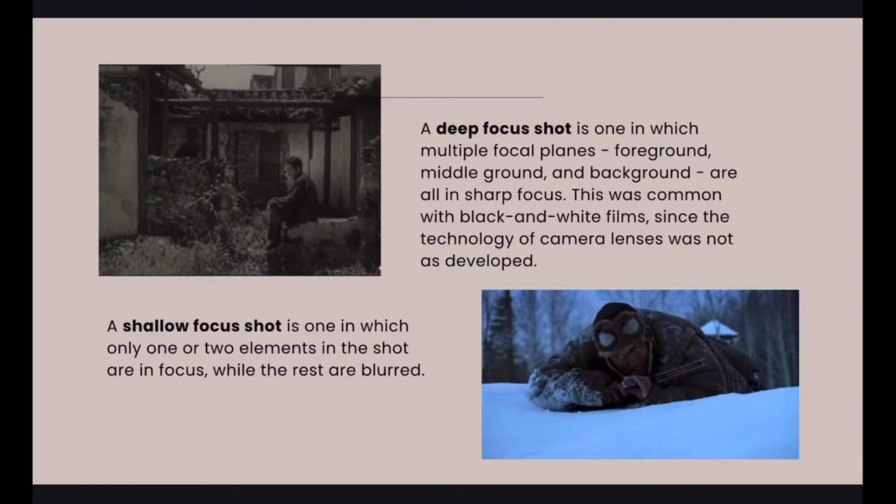Meanwhile, a shallow focus shot is one in which only one or two elements in the shot are in focus, while the rest are blurred. So in this example on the right from The Taking of Tiger Mountain, we can see the soldier is in sharp focus, while the trees in the background are blurred.